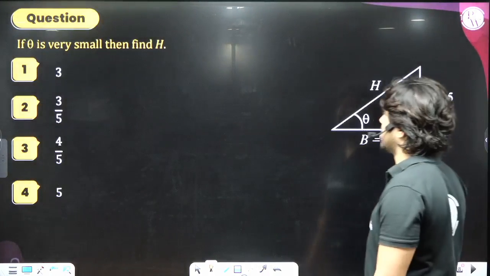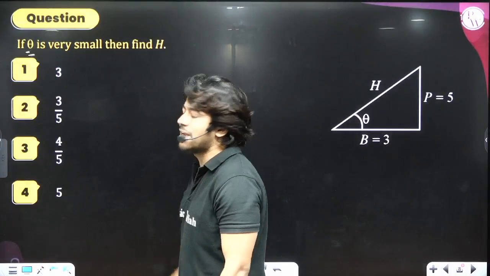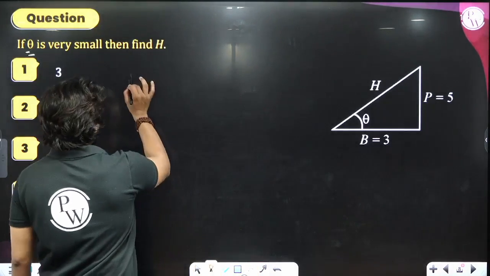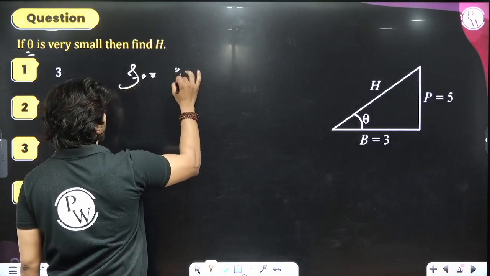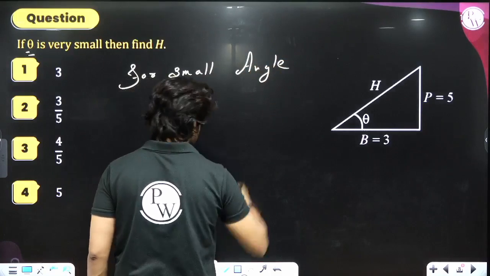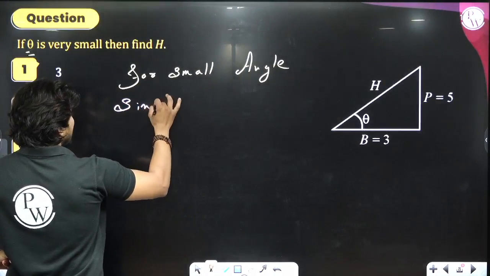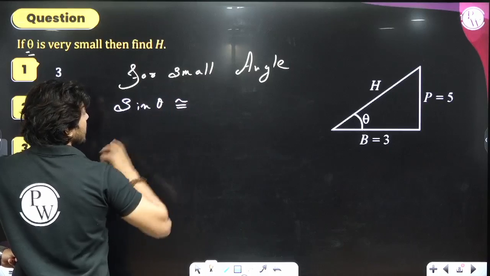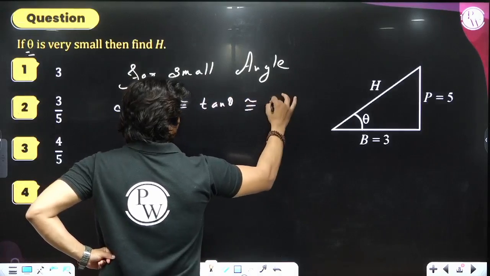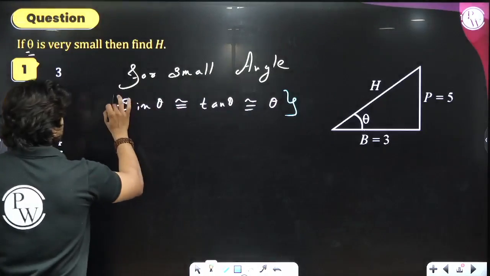The next question coming in front of you is this. They are saying that if theta is very small, then the value of h is going to be, okay. Let me tell you that for small angles, we have an approximation that sine theta nearly equals tan theta nearly equals theta. This holds only for small angles.